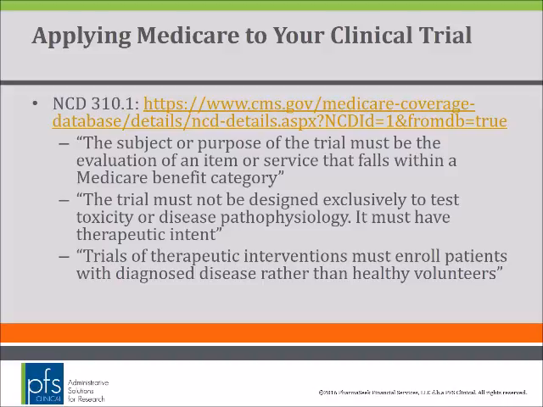Now, there are 4 base requirements made by NCD 310.1 that all need to be accounted for in order to carry out a clinical trial. First, the subject or purpose of the trial must be the evaluation of an item or service that falls within a Medicare benefit category. The Medicare benefit category is also included in NCD 310.1 and contains more than 70 categories that are considered covered by Medicare. So I thought I'd save some space by not including every single category, but if you go to that link or Google it, the list is included in the rule.